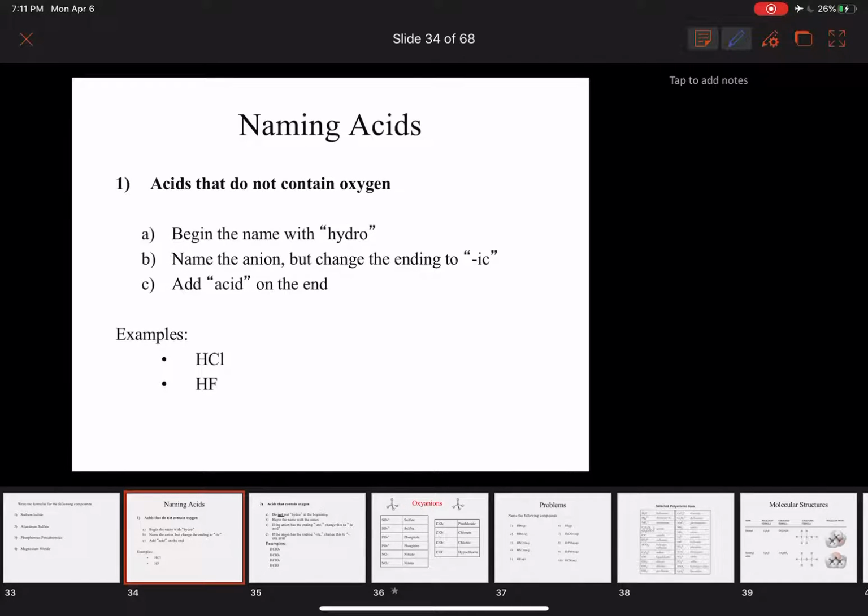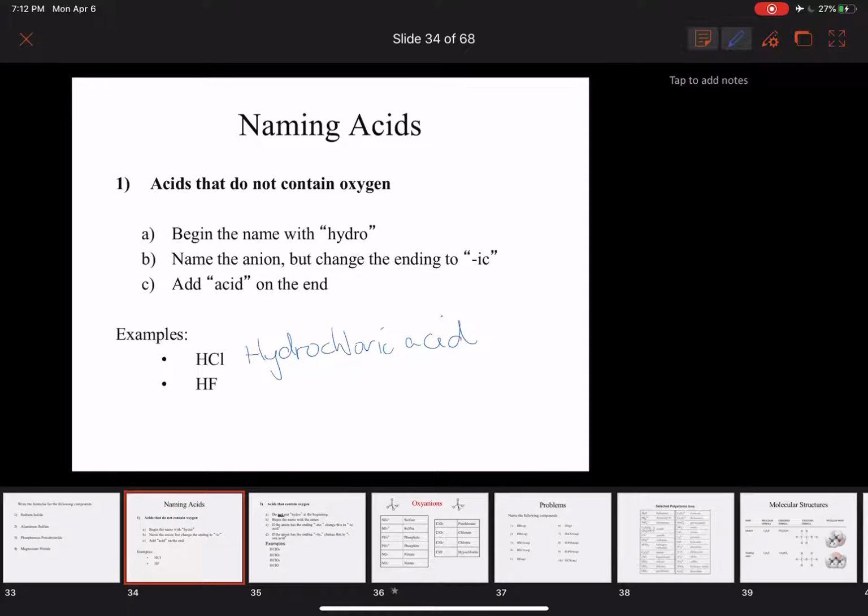Hopefully most of you will know that HCl, when it's behaving like an acid, when it's dissolved in water, is called hydrochloric acid. Now, how did we get that name? Well, the first rule says that you're going to begin the name with hydro. And how do you know that this is even an acid?